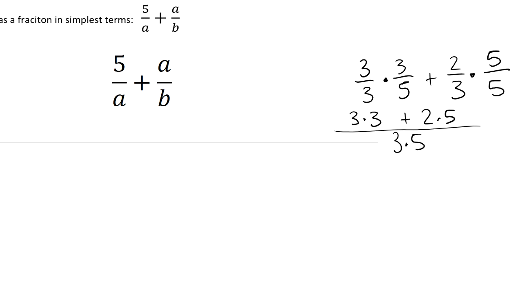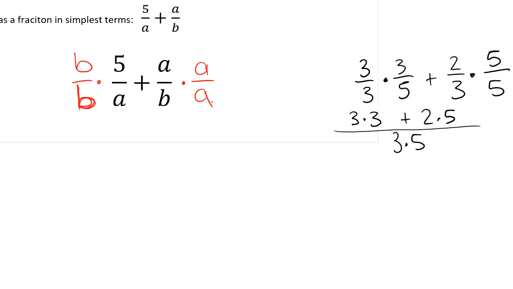What I'm going to do is, I've got 5 over a plus a over b. I'm going to begin by introducing b into this first fraction's denominator, right? So I'm going to multiply it by b over b. So now I've got a b times a in this denominator. And on the other side, I'm going to introduce this fraction, a over a.